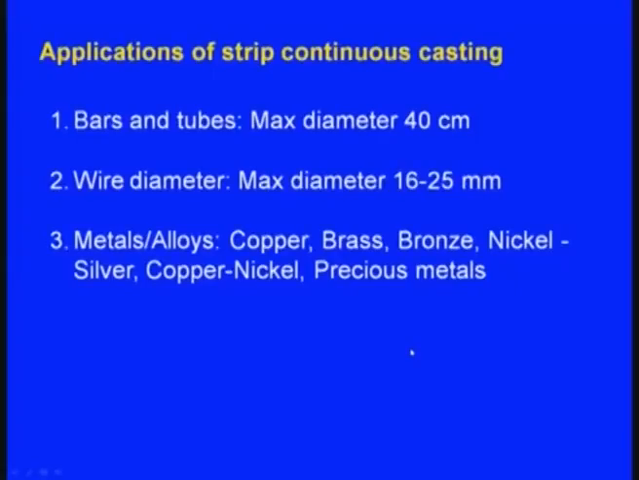Applications of strip continuous casting. It is used to produce bars and tubes, and the maximum diameter is 40 centimeters. It is also used to produce wires, with a maximum diameter of say 16 to 25 millimeters. And what are the alloys covered under this process? Copper, brass, bronze, nickel, silver, copper nickel, and precious metals can be cast using this strip continuous casting process.